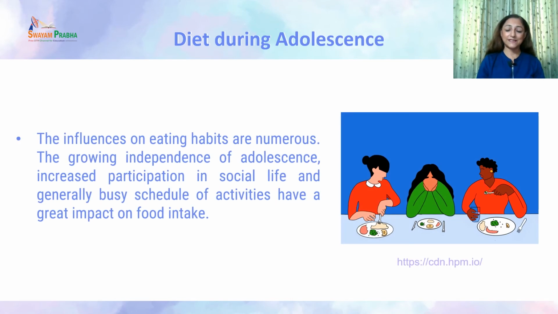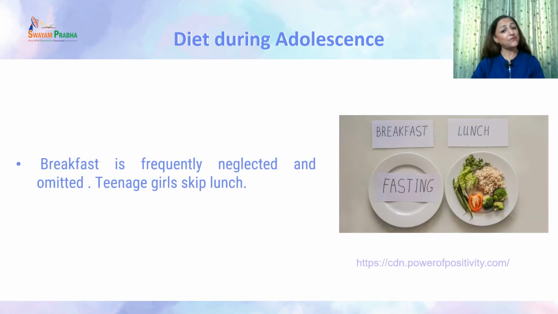Among adolescents, the influences on dietary habits are numerous. The growing independence during this age increases participation in social life, and generally the schedule gets busier with activities, and they have a great impact on the food intake by these adolescents. Breakfast is frequently neglected, and it is omitted more often by teenagers. And teenage girls might be skipping lunch also, which is generally skipped to control weight. And their diets are usually unbalanced, and they lack discipline.